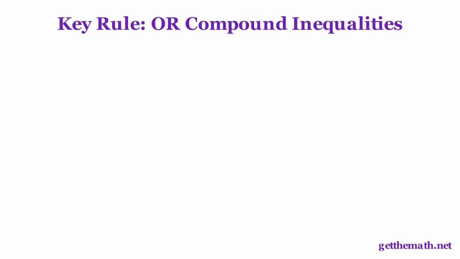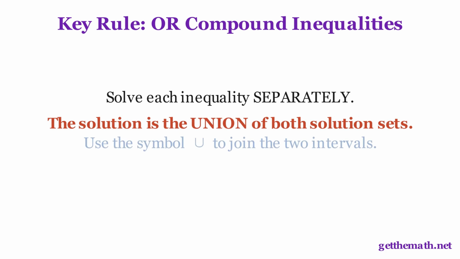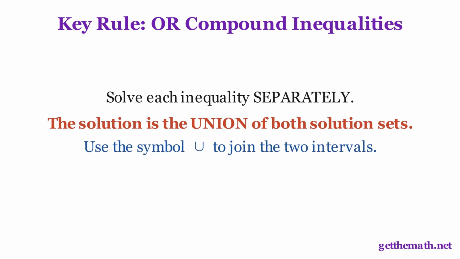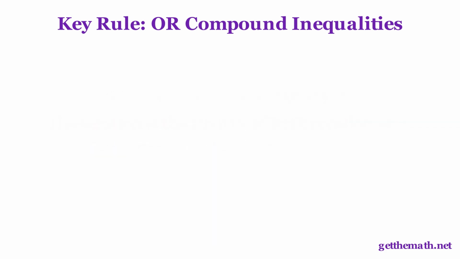Before we solve, here is the key rule for or compound inequalities. We solve each inequality separately. The solution is the union of both solution sets. And we use the union symbol to join the two intervals.